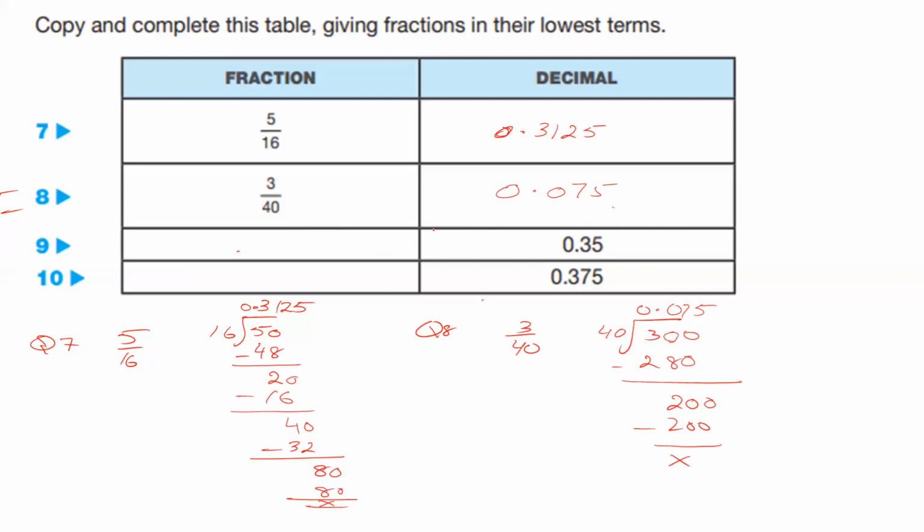Now we go to the next level. This one is question number 9. This one is, we have to convert decimal to fractions. So 0.35 means 35 upon 100. So we divide both numbers by the highest common factor. So what should be the highest common factor? What do you think?